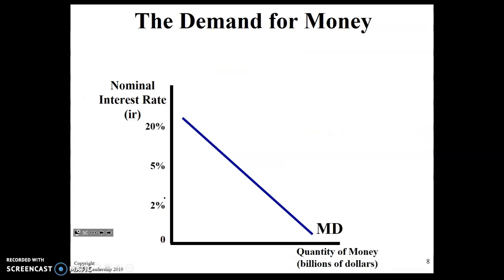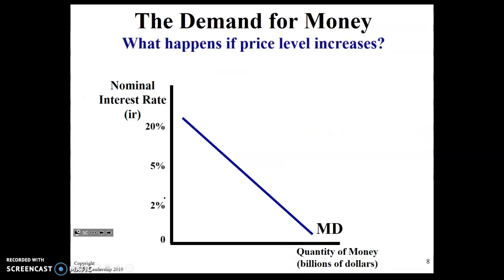So for the demand for money, what happens if price levels increase? Now usually when we talk about price increasing and decreasing, we're talking about a movement along the curve. Well, we don't have price on the y-axis here. We have interest rates. So if the price level, if inflation goes up, what do you think people are going to want more of? Well, money.